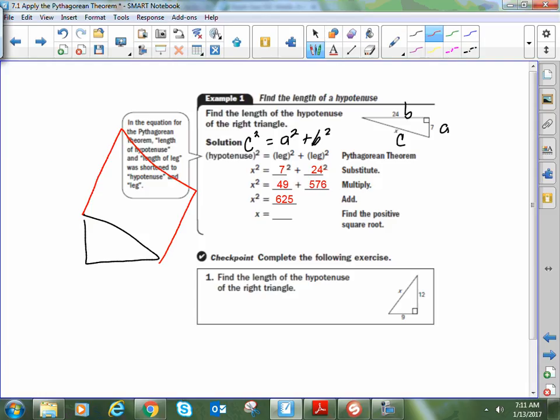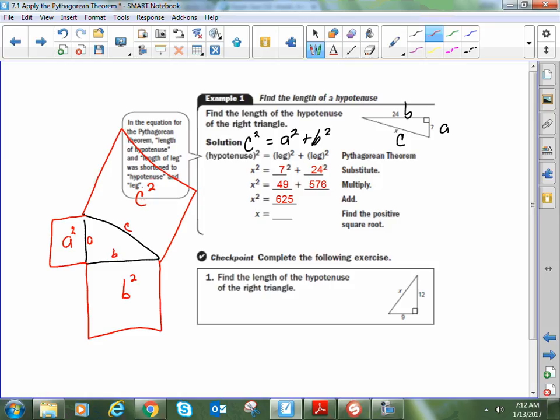Where a squared, b squared, and c squared actually represent the area of a square that's formed by the side of the triangle. So this side here is A, this side here is B, and this side here is C. So right now I say x squared is equal to 625. That would represent the area of a square made by the hypotenuse as just the side of a square.